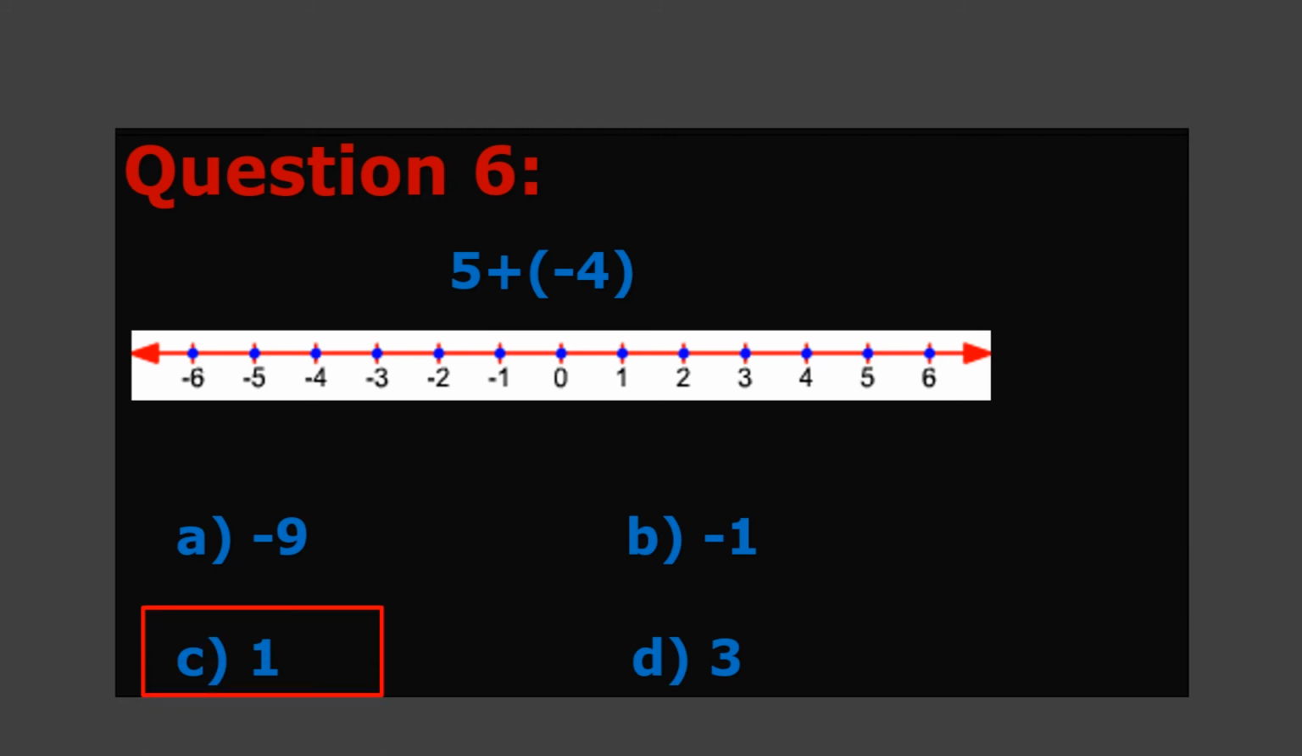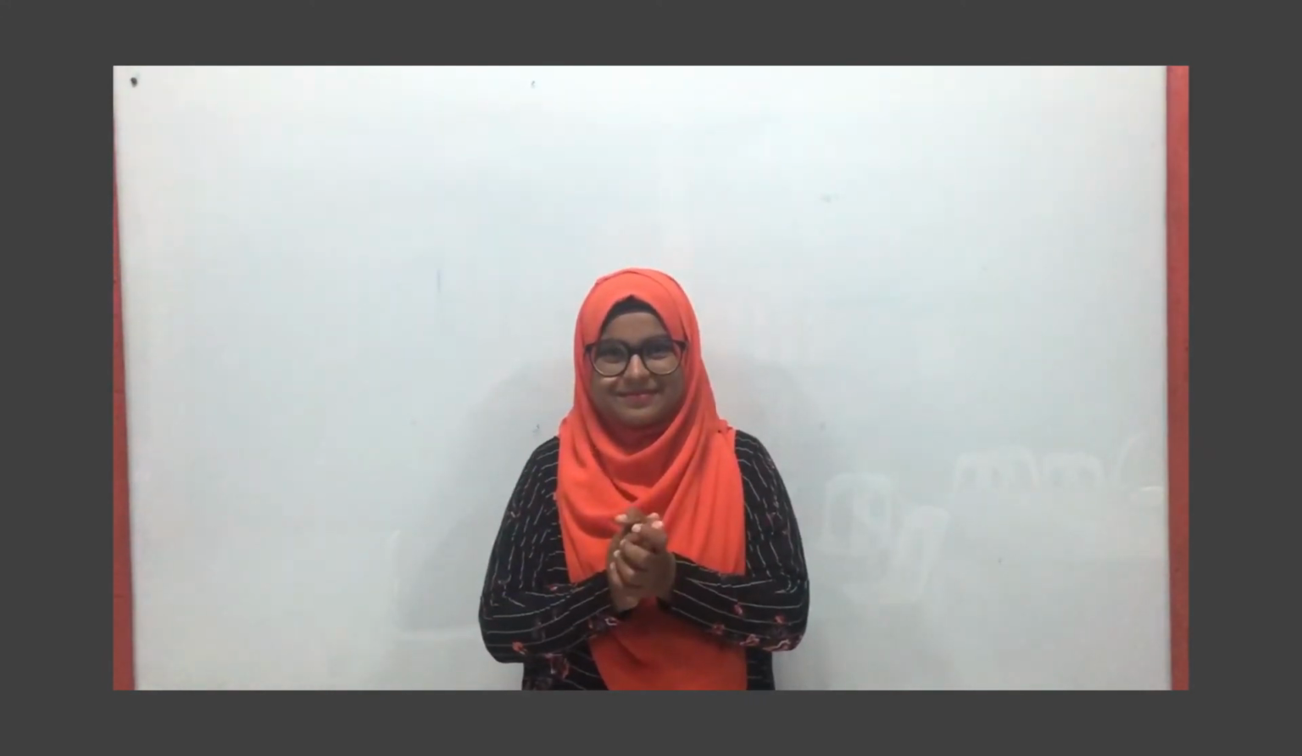Very good. The answer is C1. Now that you have performed so well in this game, give yourselves a clap. So now, will you be able to help Noor? I'm sure you can. So let's use the addition and subtraction rules and let's use the number line and help Noor.